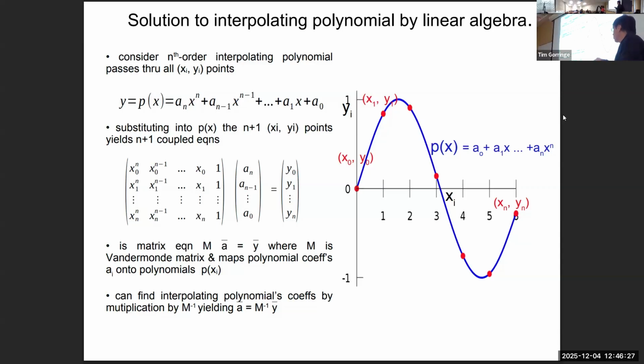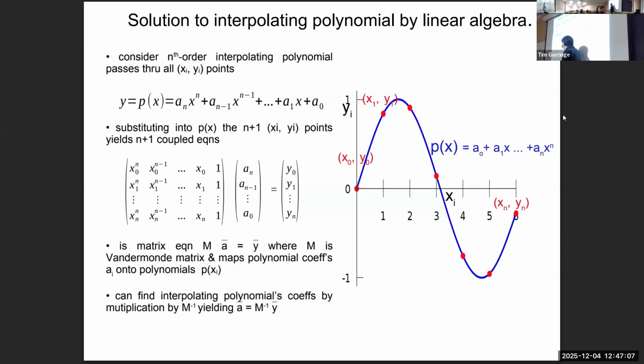Each line of that matrix equation corresponds to one pair of data points and one relationship between the data points and the coefficients of the polynomial going through the data point. And the collection of these equations would allow us to solve for the values of the coefficients of the polynomial that goes through all of the data points.